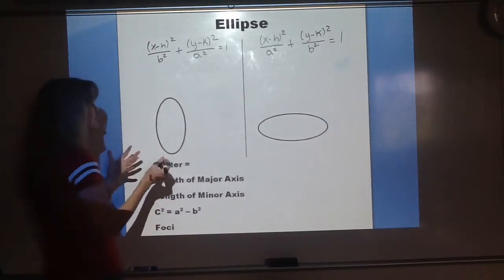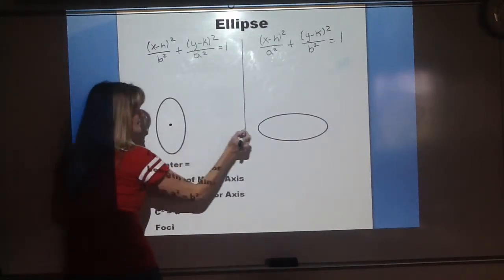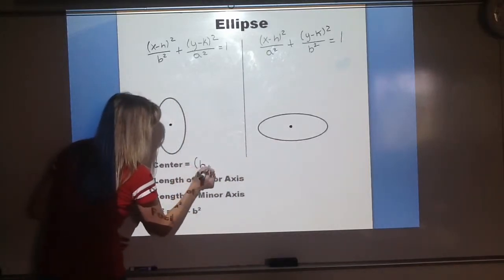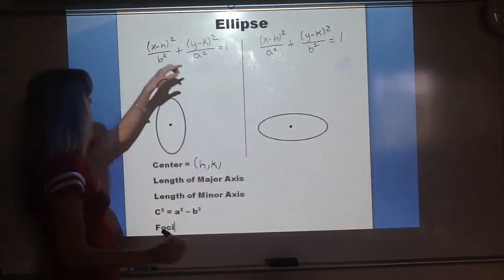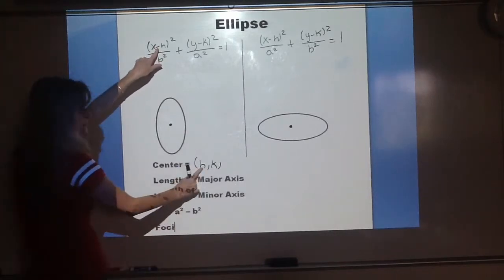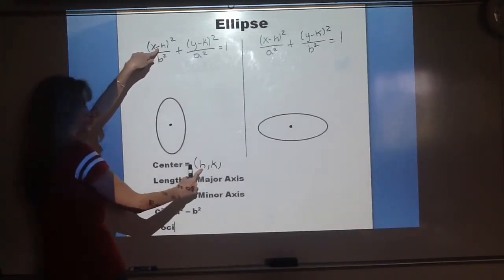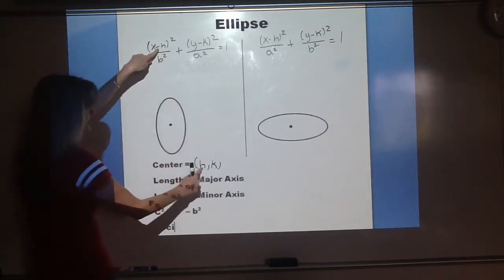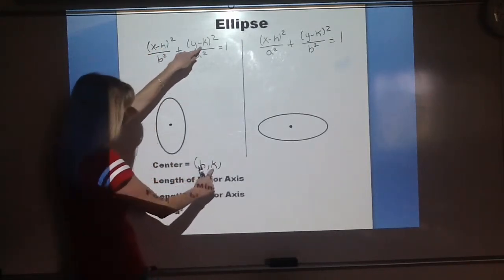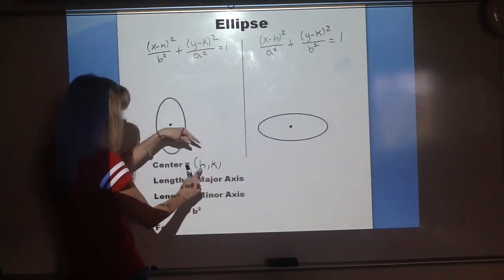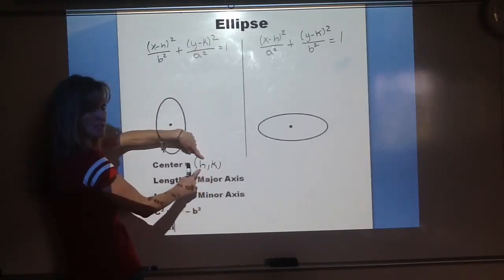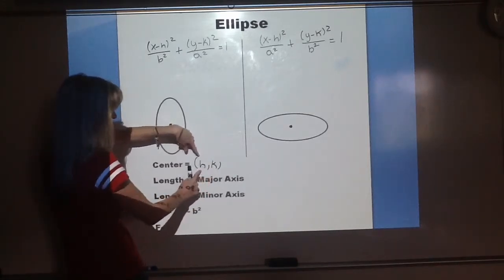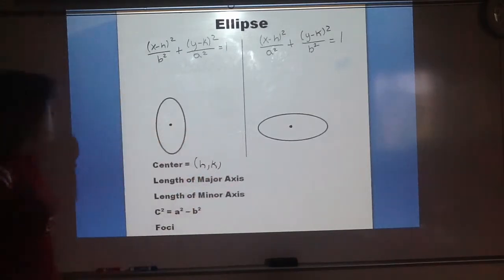Okay, so inside the ellipse, it has a center, and we determine the center by (h, k). h is the number being subtracted from x. Remember, x is always the first position in an ordered pair, so h goes with x. And the k is the number being subtracted from the y. And so this is my first number, which goes with x, and my second number, which goes with y. So what's subtracted from x and what's subtracted from y?